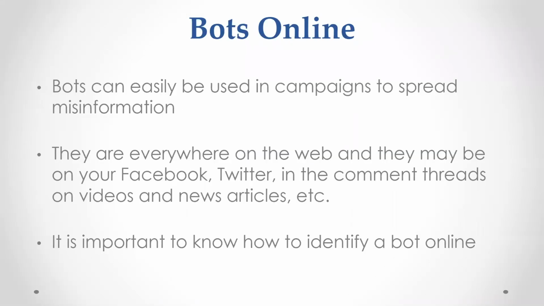Next, I will be talking about bots. Bots are basically robots that have been programmed by people in order to create accounts on websites and social media websites in order to spread misinformation or bias throughout the internet. You can find them on Facebook or Twitter, for example, or in the comment section of your videos or on news articles. It's really important to identify these bots because they spread this misinformation and can cause a lot of harm.